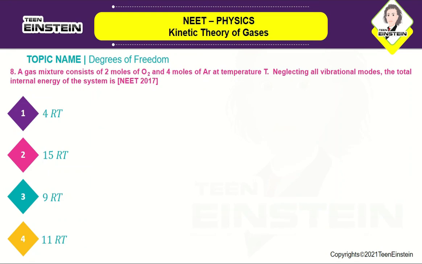A gas mixture consists of 2 moles of oxygen and 4 moles of argon at temperature T. Neglecting all vibration modes, the total internal energy of the system is. So the internal energy of the gas with F degrees of freedom is given by U is equal to F by 2 nRT. Now for oxygen, F oxygen is given as 5 by 2, and for argon it is 3 by 2.